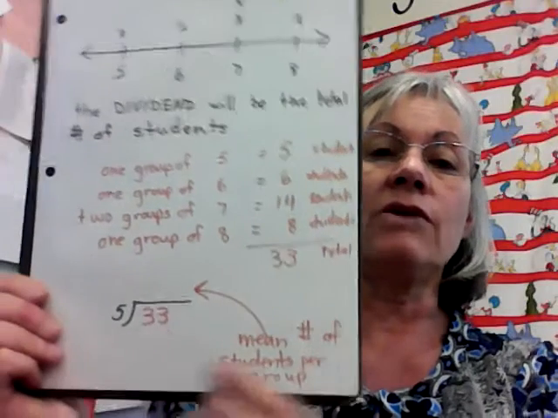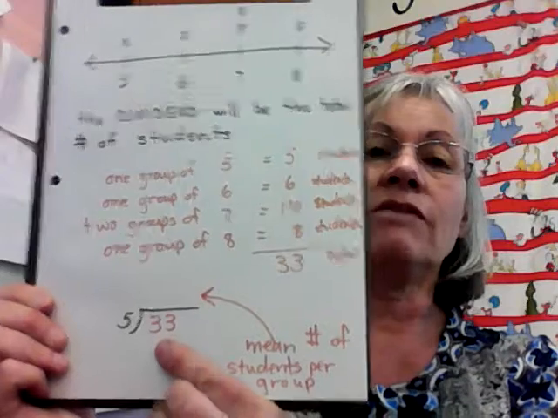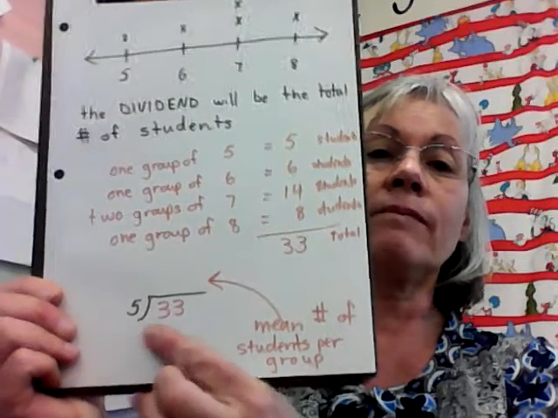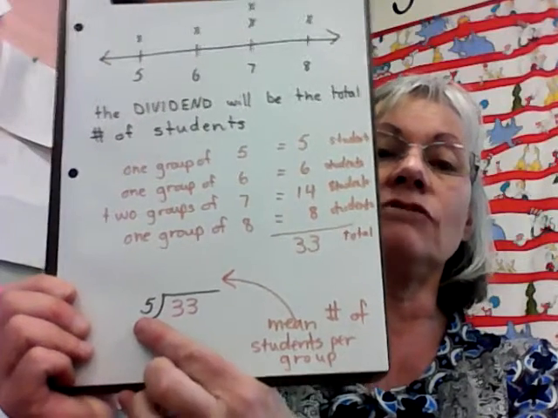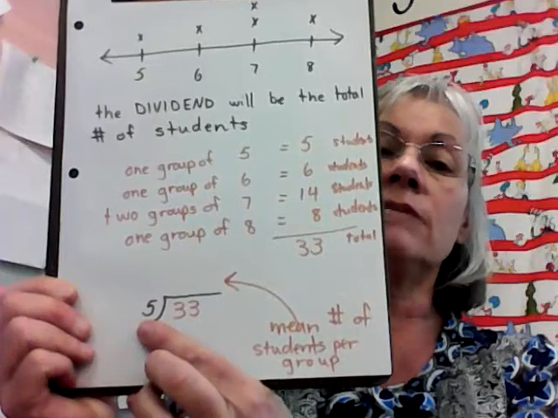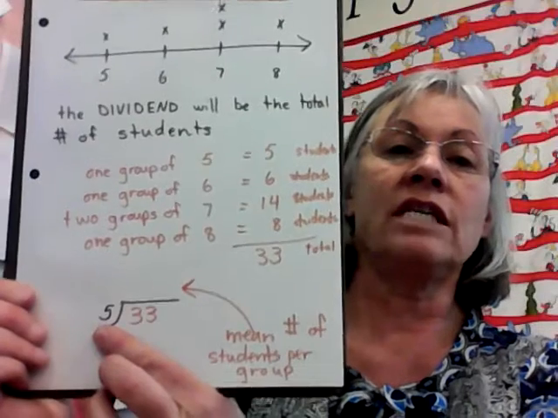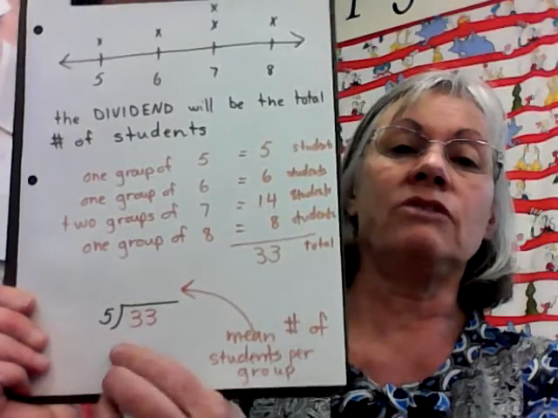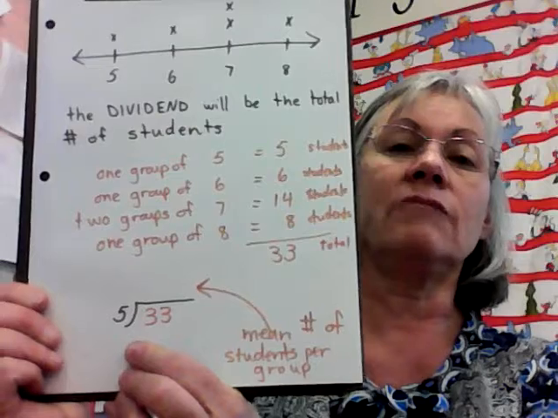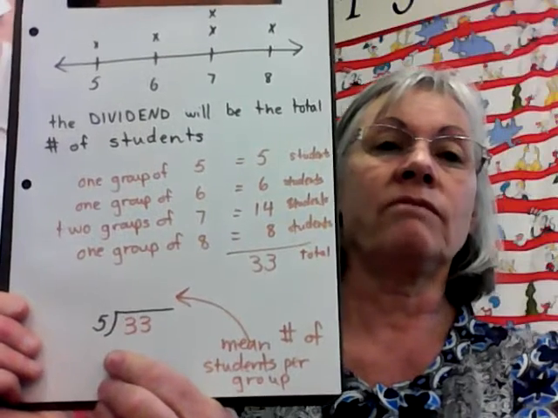And now we know how to calculate the mean. 33 students in the class divided into 5 groups. I'm going to ask and expect that you do the division for this in your math notebook so that we have the mean number of students per group. That's all you need to do.